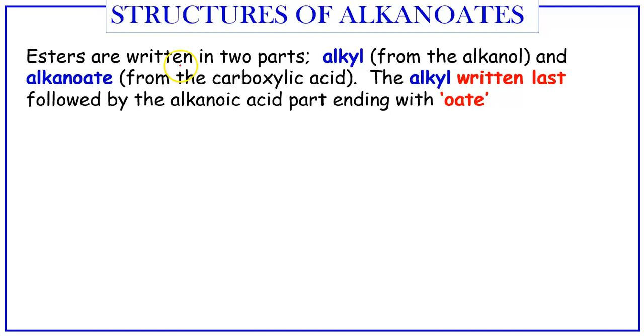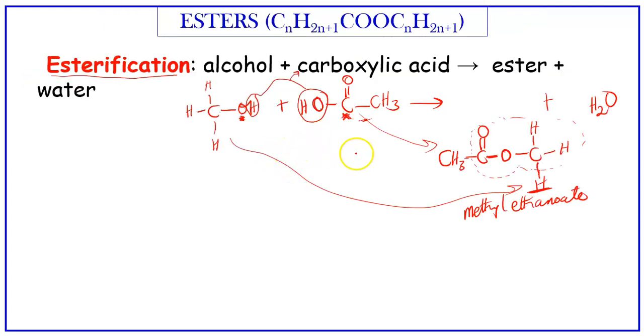Okay, so esters are written in two parts: the alkyl from the alkanol and the alkanoate from the carboxylic acid part. The alkyl part is written last, followed by the alkanoic acid part ending in OH. For instance, the first one we discussed, let me go back to it. I have the carboxylic acid first, and the alcohol part drawn last. This is the alcohol part.